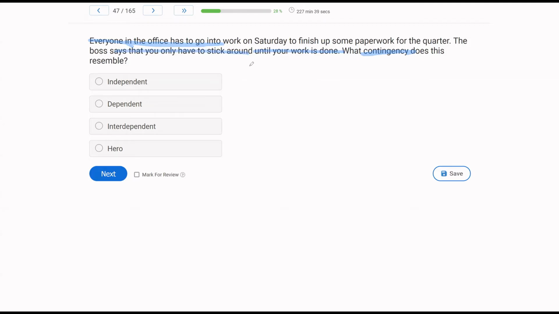Now, what are our group contingencies? We have independent, where everyone looks out for themselves. We have dependent, where the whole group is dependent on one person or a small sample. This is the hero procedure. We have interdependent, where everyone in the group is responsible for everyone else. And then, of course, the hero, which is also the dependent. If you've got a situation where everyone is responsible for themselves, so once your work is done, you can leave, what is that going to be? Well, that's going to be an independent group contingency.